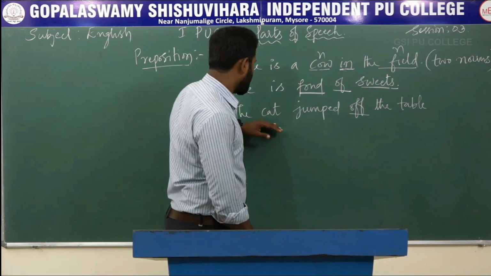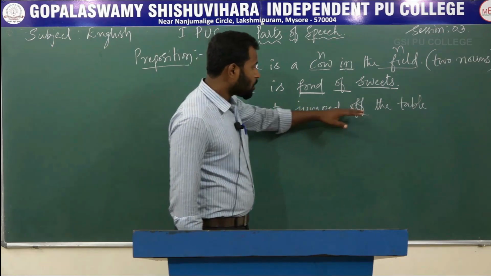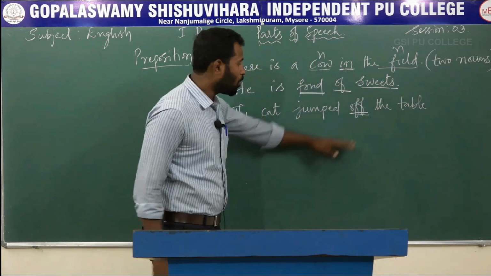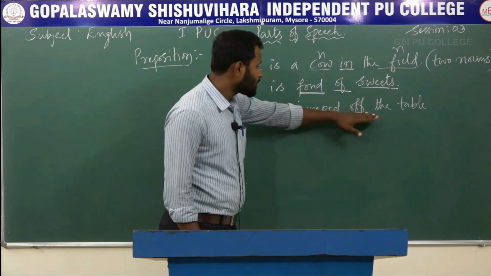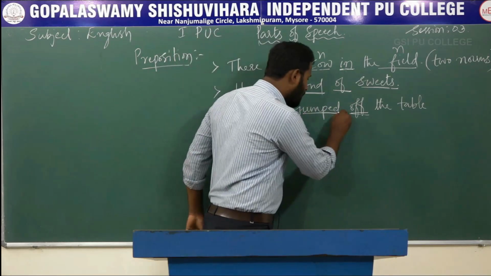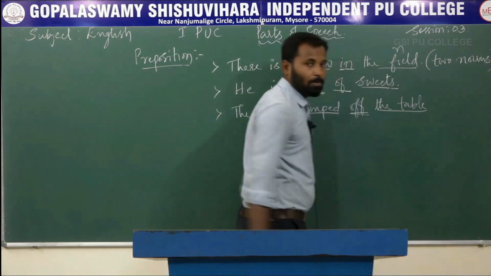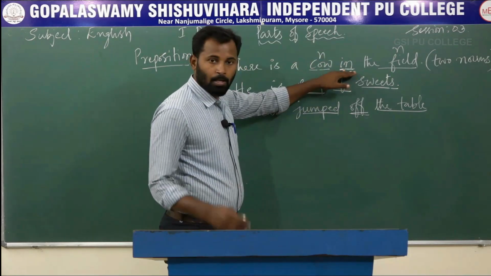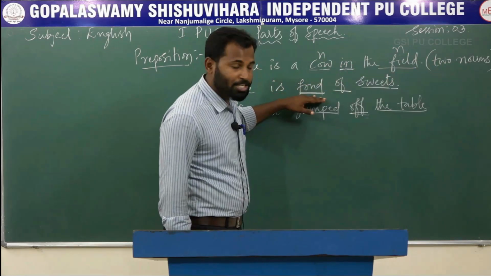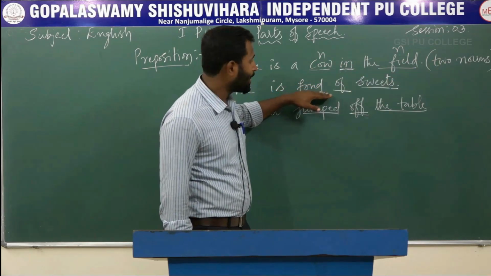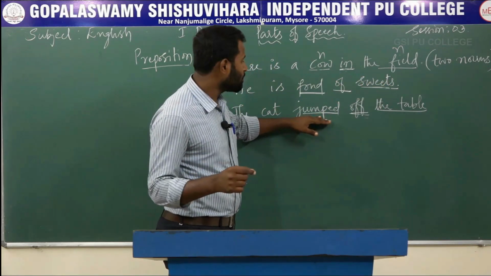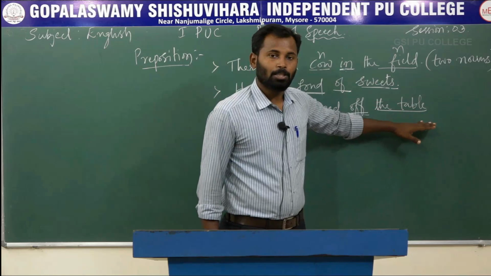In the last example, the cat jumped off the table. Here the word off is the preposition. This shows the relation between the action expressed by the verb jumped and the noun table. So a preposition shows the relation between two nouns, it shows the relation between an adjective and a noun, and it also shows the relation between a verb and a noun.